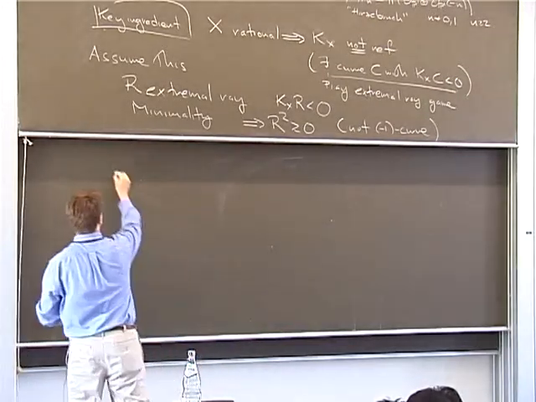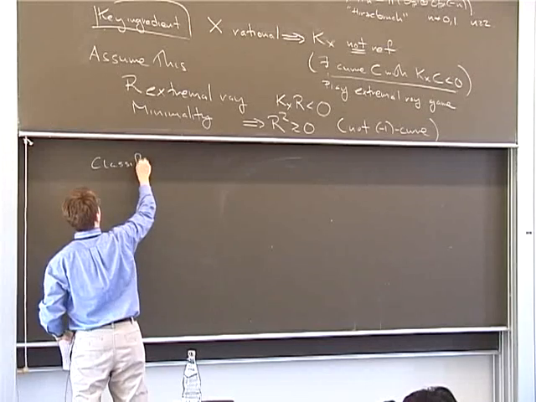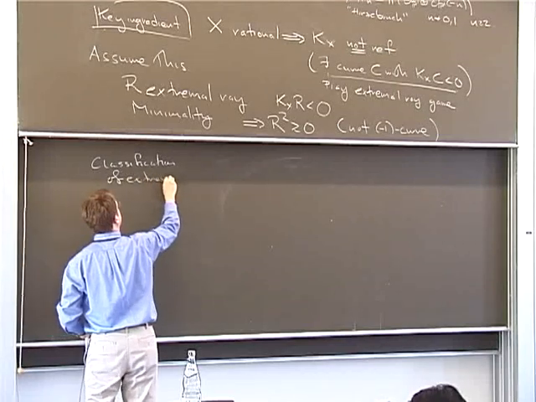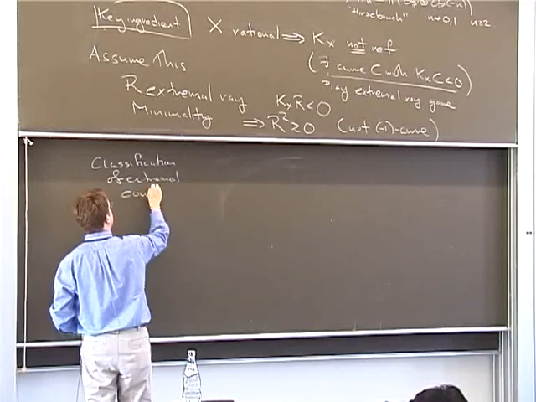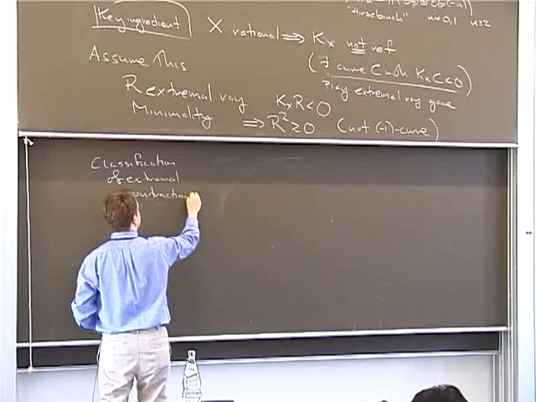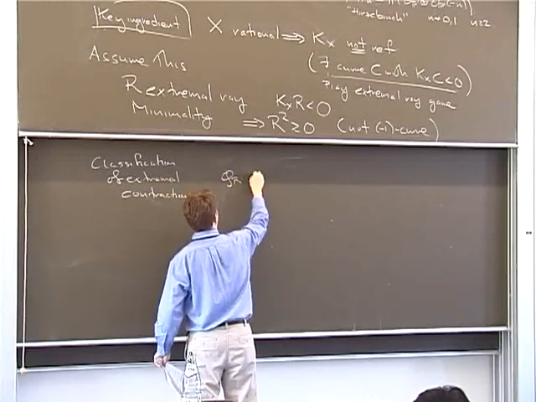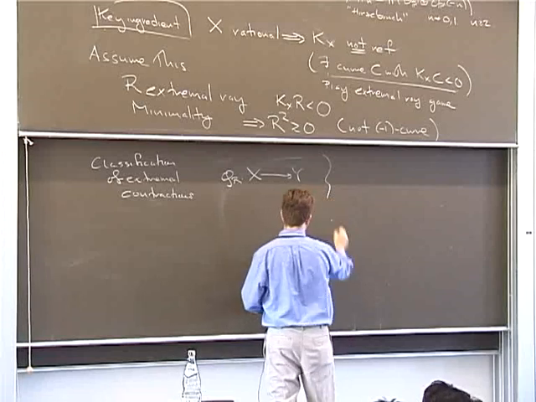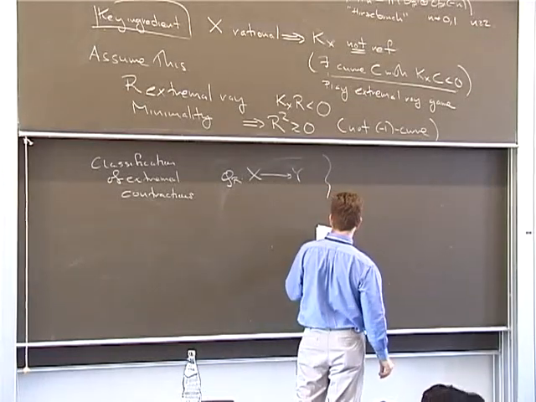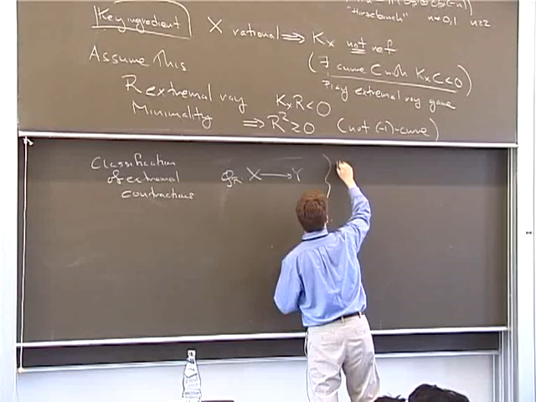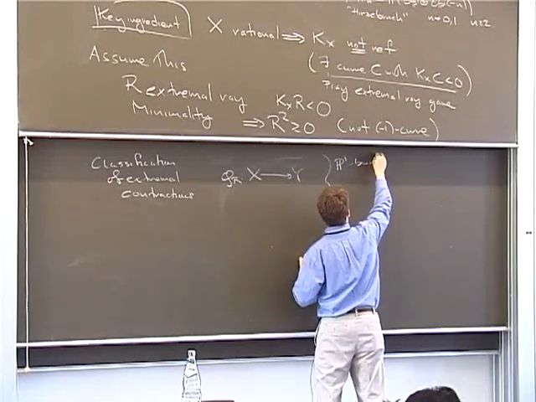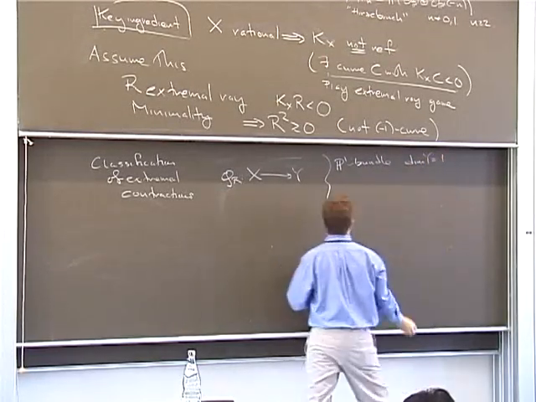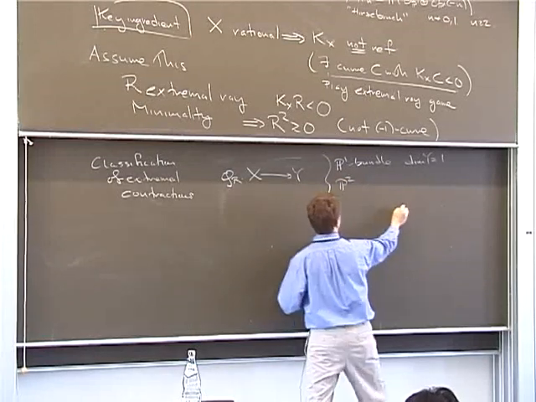So then we use our classification result of the extremal contractions. So we get the contraction associated with R, which takes X to some Y, and there are two possibilities. So the first possibility is that this is a P1 bundle, and Y is a curve, or this is just P2, and Y is a point.